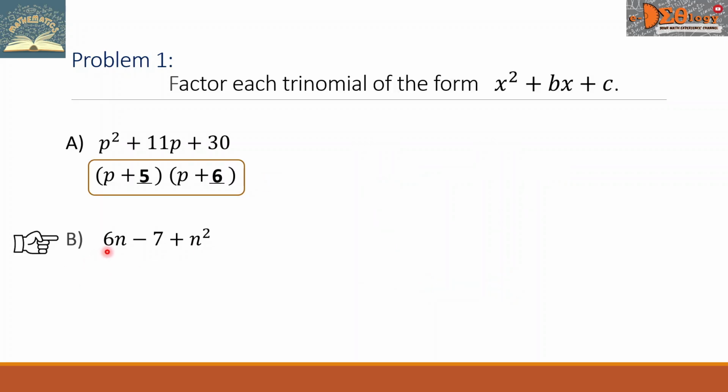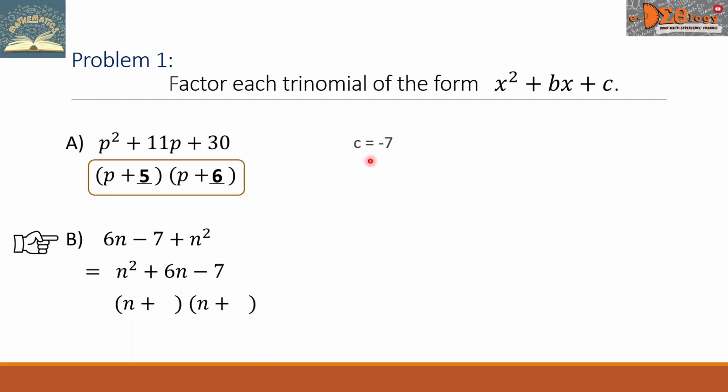Example B, 6n minus 7 plus n squared. From here, we're going to rearrange such that the power 2 will come in the first term. So we have now n squared plus 6n minus 7. Using the variable n, the answer must be n plus blank times n plus blank. Let us now proceed with our procedure.